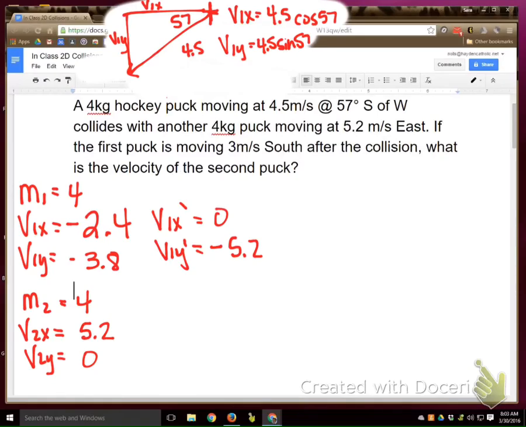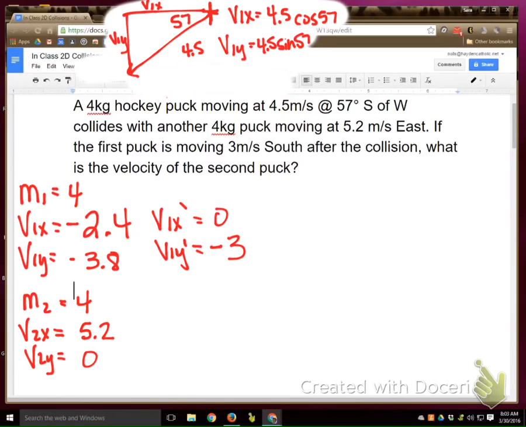So our overall goal is going to be to solve for the velocity of the second puck. Is it a negative 3? Yeah, you're right. Yep, yep. Thank you.